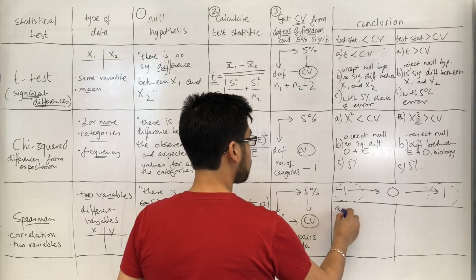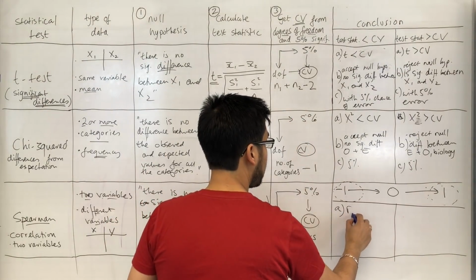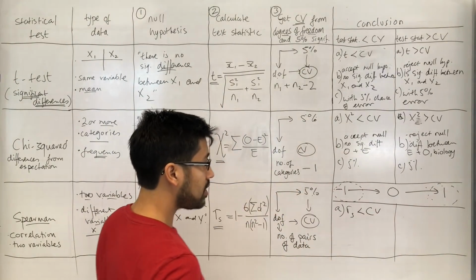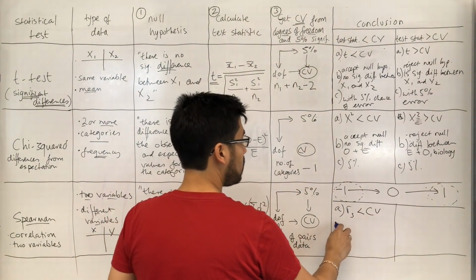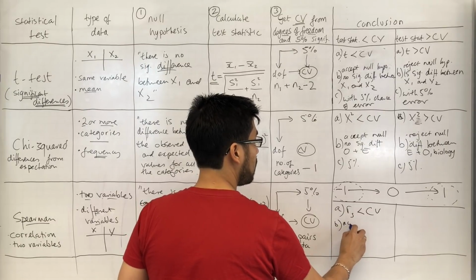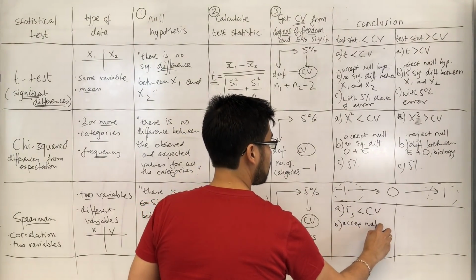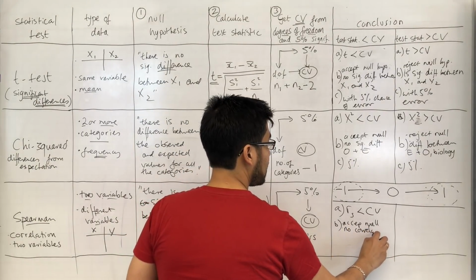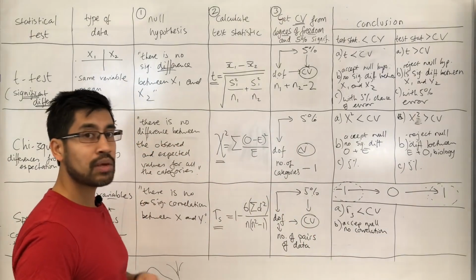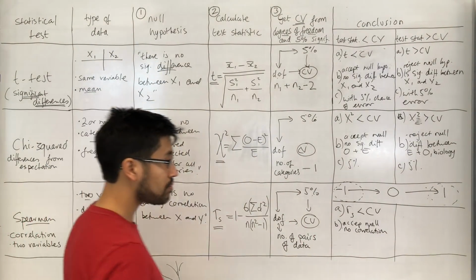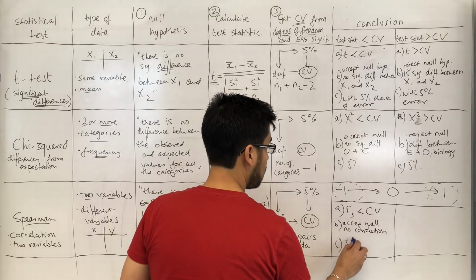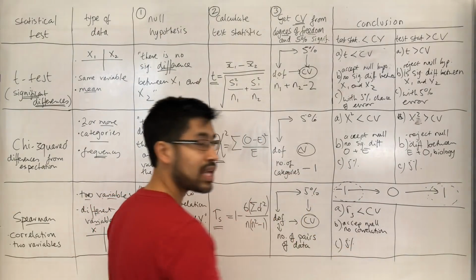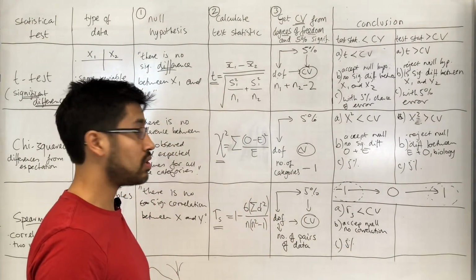So again, if the RS value is less than your critical value, ignoring the negative sign, then we accept the null. We accept the null hypothesis and conclude that there is no significant correlation between the two variables. Okay? But again, because of the significance level of our test, we have to state what chance there is that we've come to the wrong conclusion.